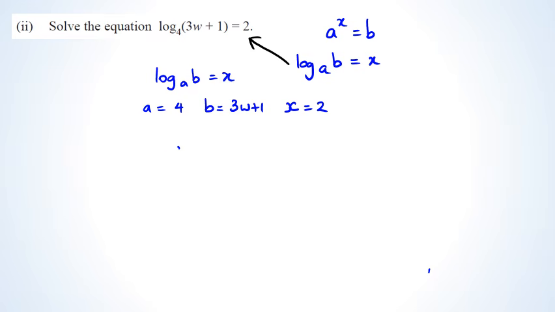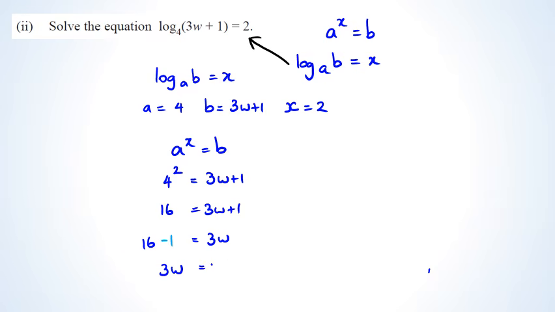So once I write it like this, I know that a to the power of x is equal to b. So I can rewrite this as 4 squared equals 3w plus 1. Solving this, I get 16 equals 3w plus 1. Rearranging it, 3w equals 16 take away 1. And what I have is 3w equals 15, and w equals 15 divided by 3, which equals 5. So doing this gets you an Achieved grade. Sorry, I keep forgetting to put it as A, not U. Okay, let's go to the next question.